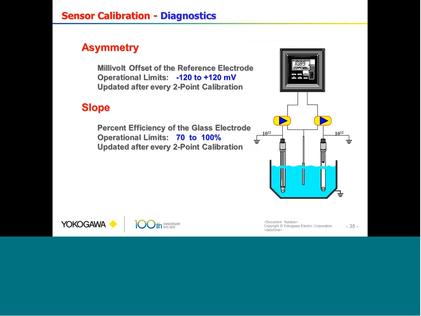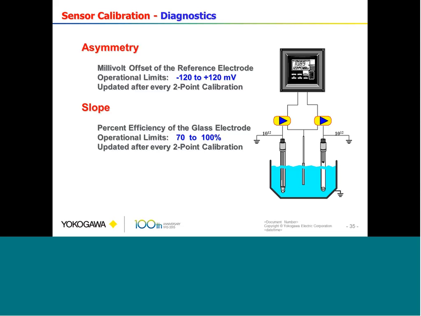and then compensated electronically to make it look like zero. Your glass electrodes usually come in at the high 90s as far as efficiency or accuracy according to the Nernstian slope. And as they get away from that, they become less accurate and sluggish, but they can be adjusted as well. And after a two-point calibration, you're able to read the asymmetry value and the slope value, which tells me the health and wealth of my measuring and reference electrode.